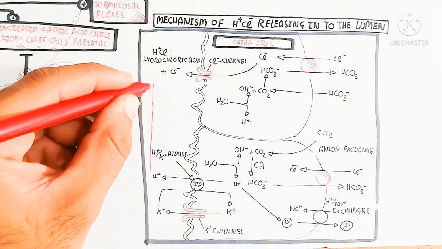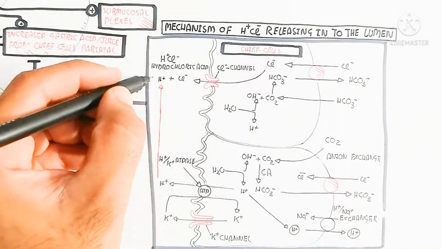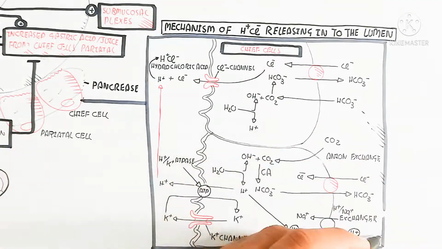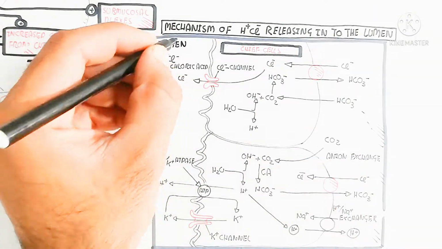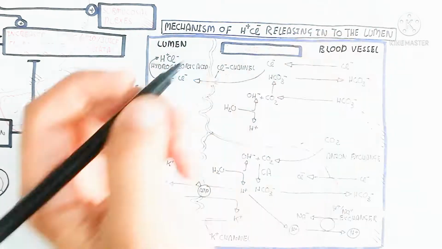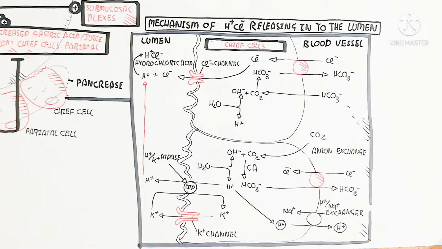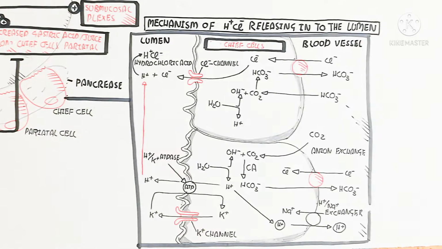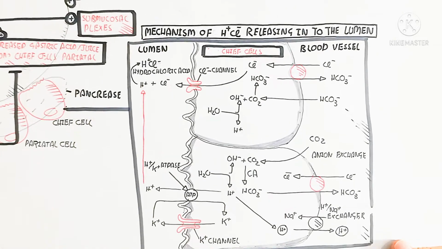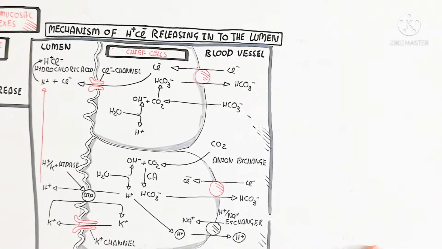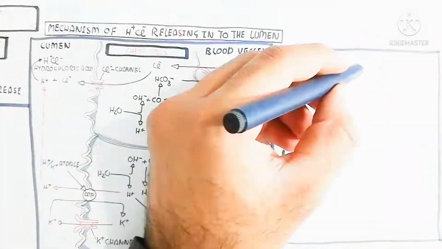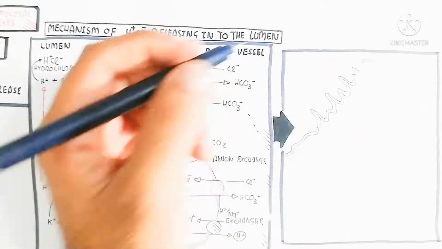Let's talk about the effect of hydrochloric acid on pepsinogen first. The hydrochloric acid is produced by this mechanism. For example, the proton is pumped out and chloride also, and they bind together to form hydrochloric acid. This hydrochloric acid is used for the activation of pepsin. Pepsin is released from the chief cell, and the chief cell releases pepsin in the form of pepsinogen by exocytosis.